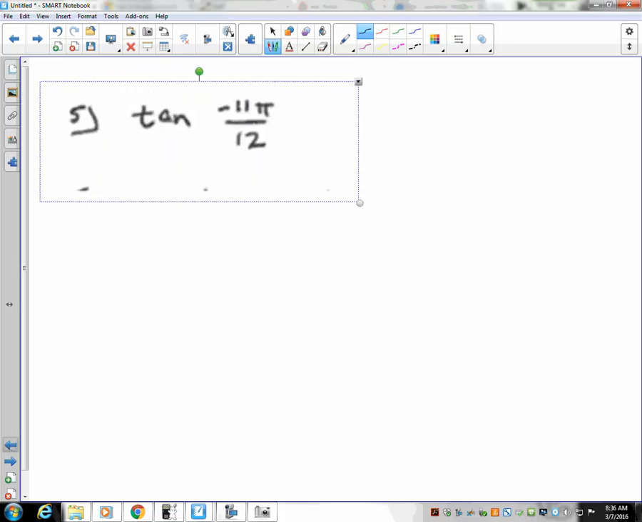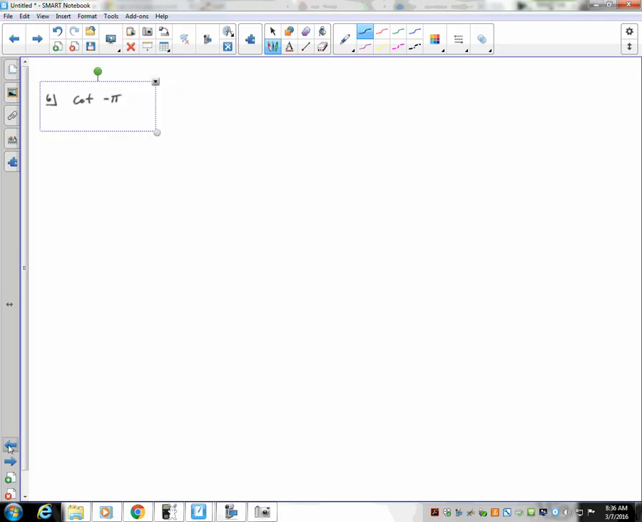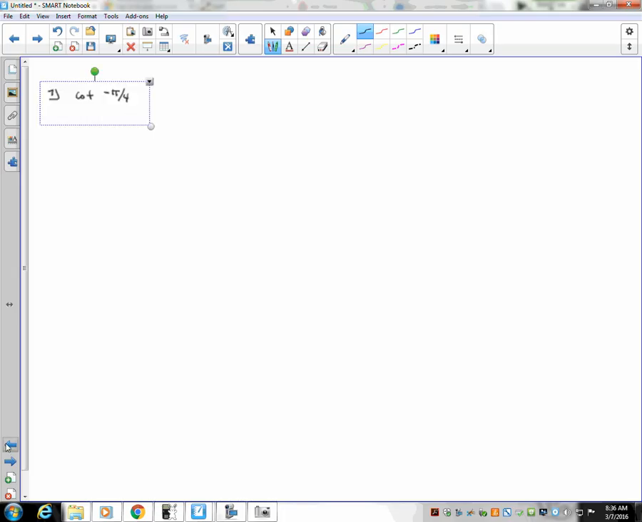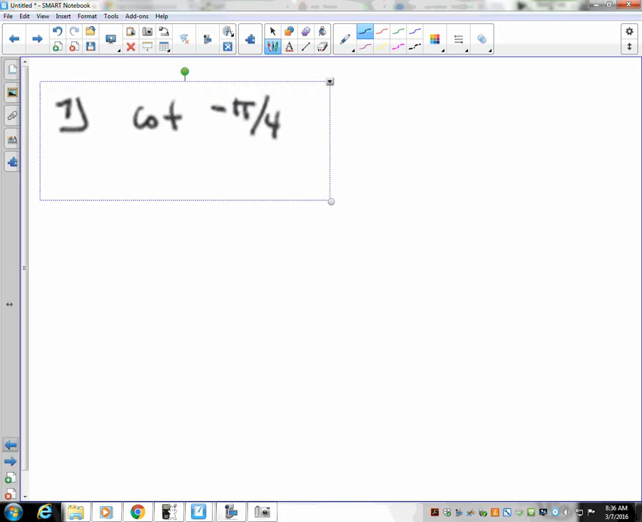Number five, we got tangent. Remember, tangent is also odd, so we're just going to pull that negative to the front here. Now, number six, we got cotangent. Remember, cotangent is also odd, so we just pull the negative to the front. Okay, now on number seven, we're going to evaluate this.